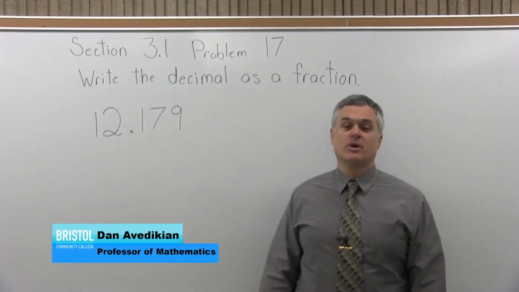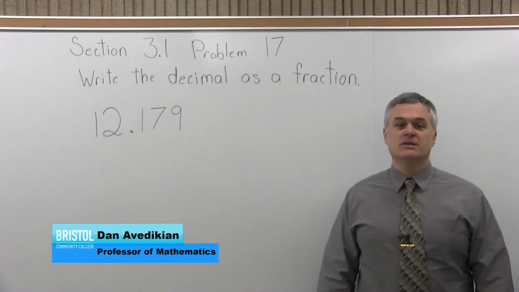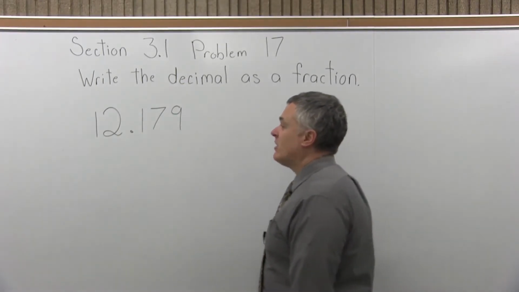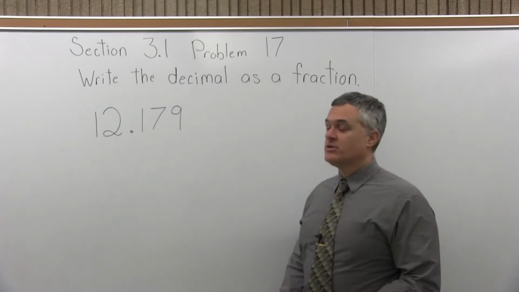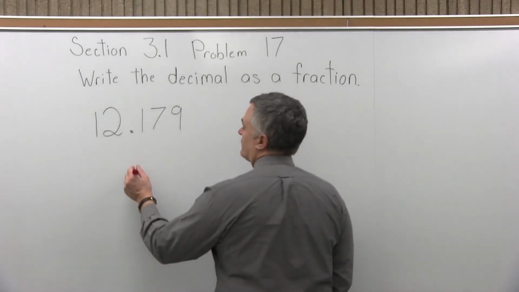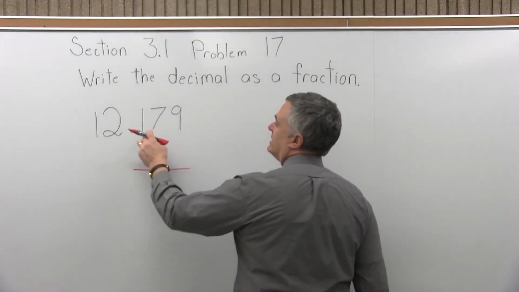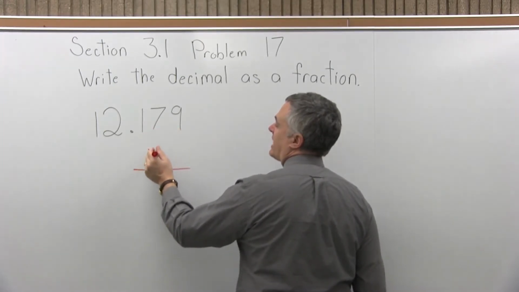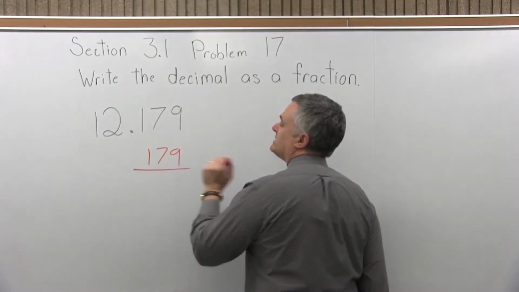This is Section 3.1, Problem 17. It says write the decimal as a fraction. So we have 12.179 that we want to convert into a fraction. So the first of 4 steps to do that is write what comes after the decimal point in the numerator of a fraction. So after the decimal point I have 179.